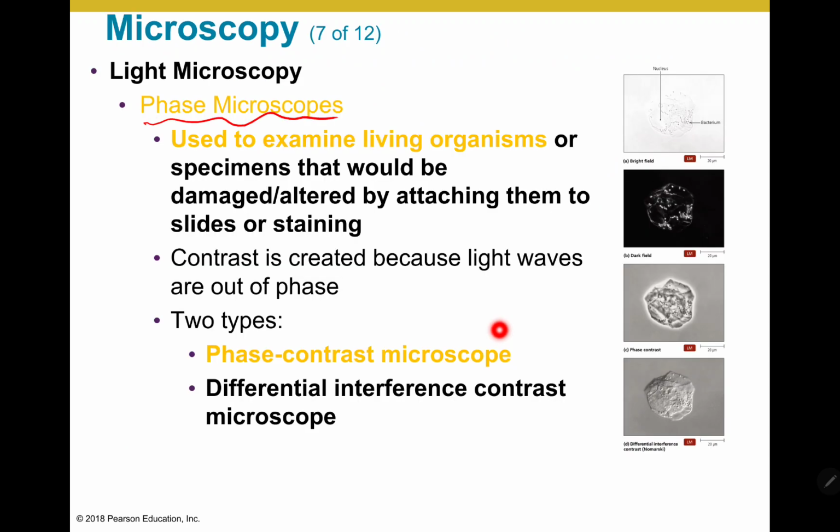Phase microscopy is what we use to examine living organisms. So we use phase microscopes to examine living organisms or specimens that would otherwise be damaged or altered by attaching them to a slide, okay? So there are two types: phase contrast microscopes and differential interference contrast microscopes.